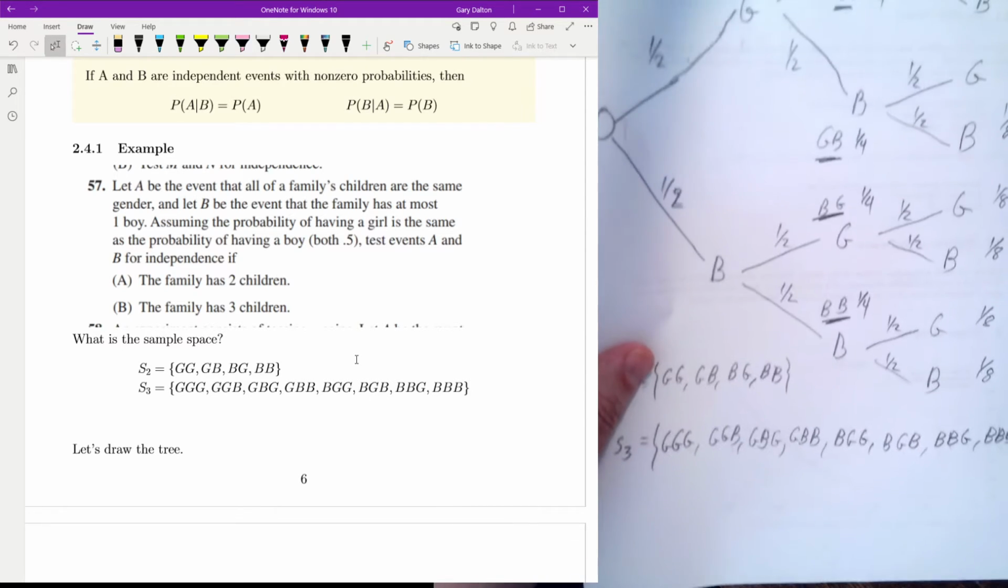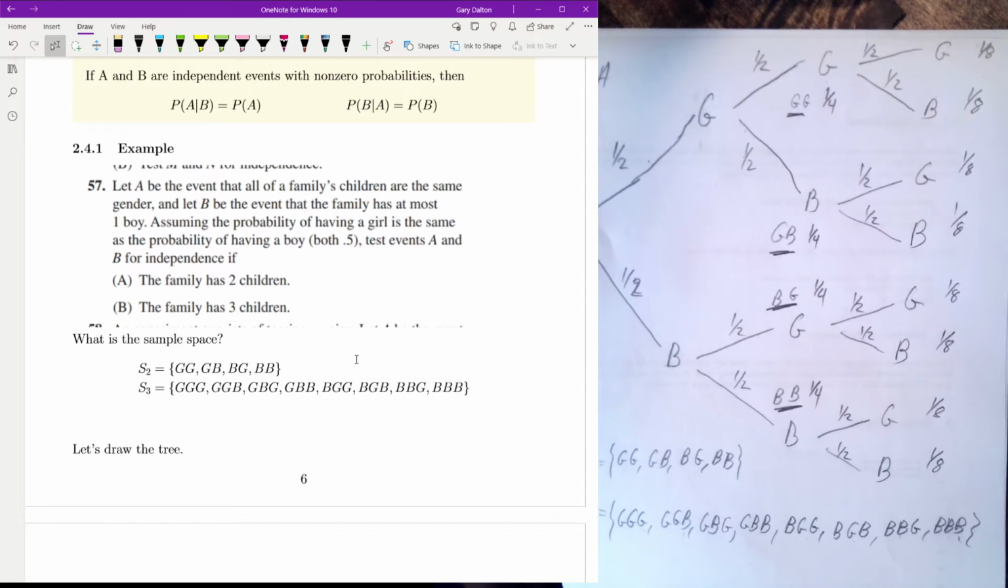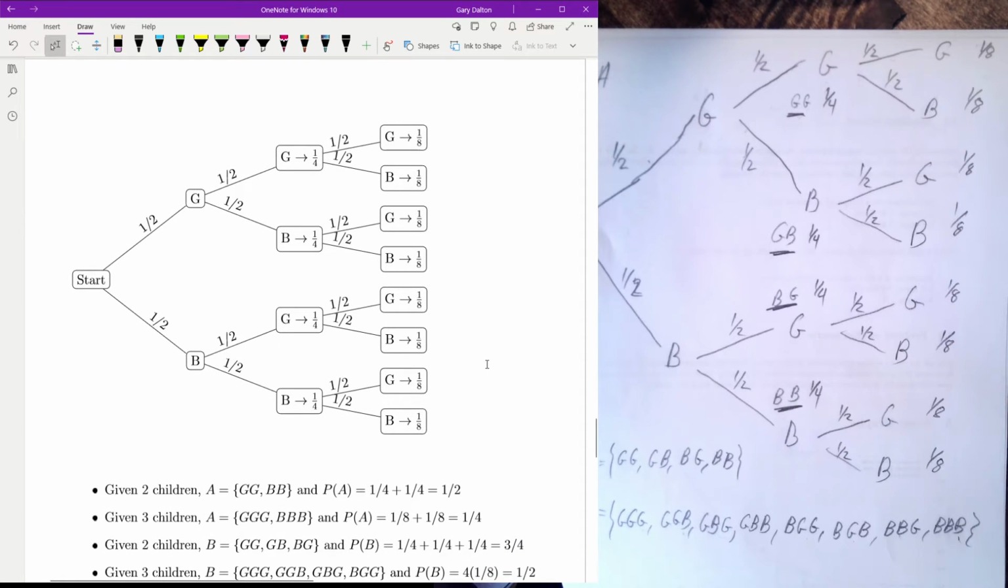Good. There. That's our probability tree. Now, I drew it pretty fast. It's basically the exact same thing as what we have here.